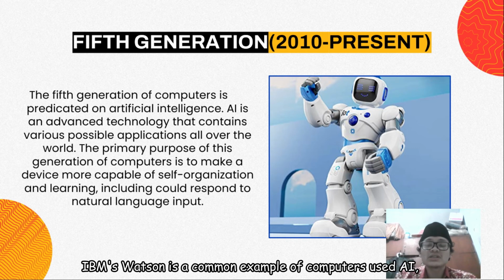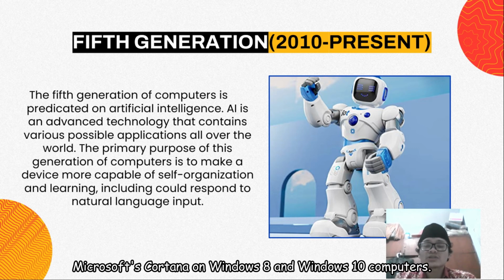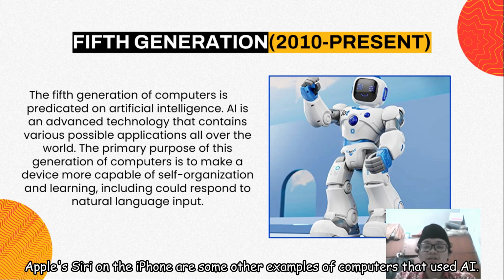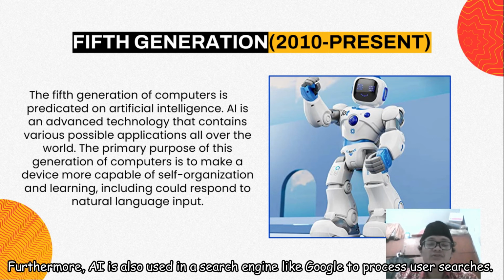IBM Watson is a common example of a computer using artificial intelligence, which was featured as a contestant on the TV show Jeopardy! Microsoft Cortana on Windows 8 and Windows 10 computers, and Apple Siri on the iPhone are some other examples of computers that use artificial intelligence. Furthermore, artificial intelligence is also used in search engines like Google to process user searches.